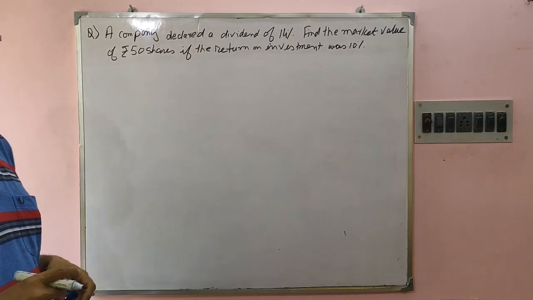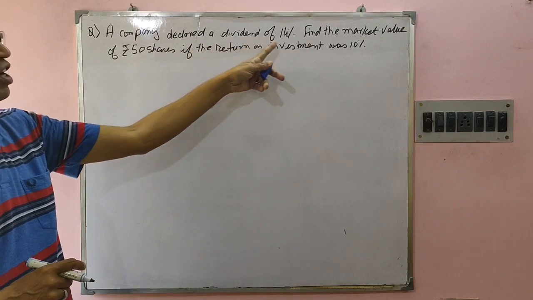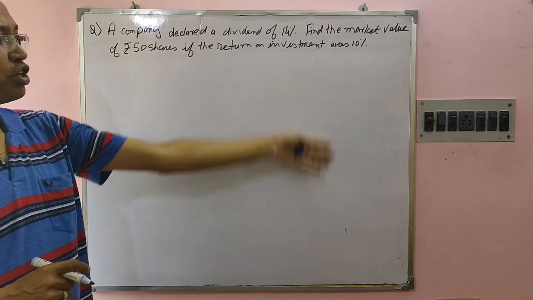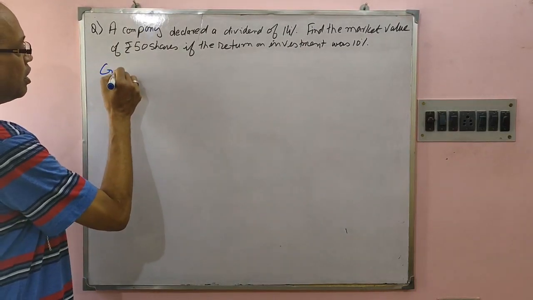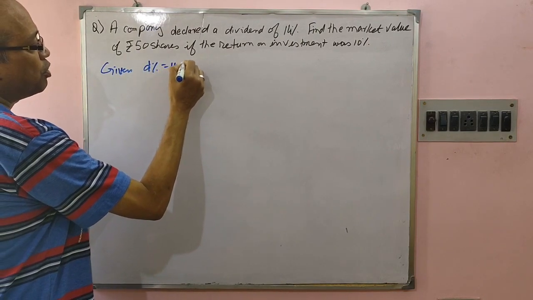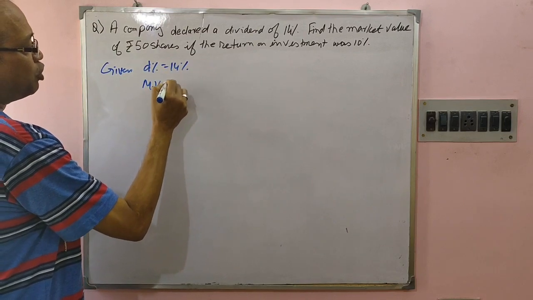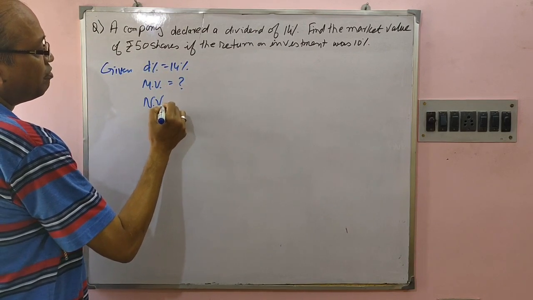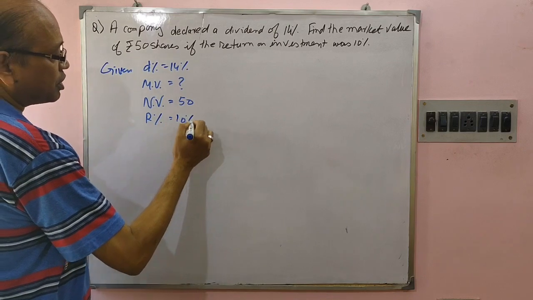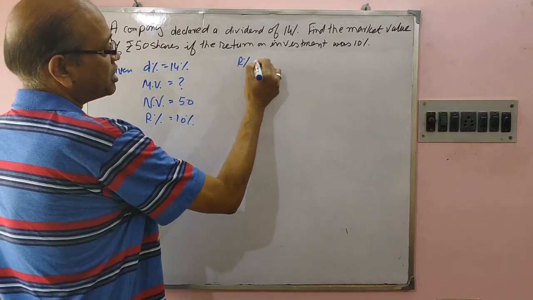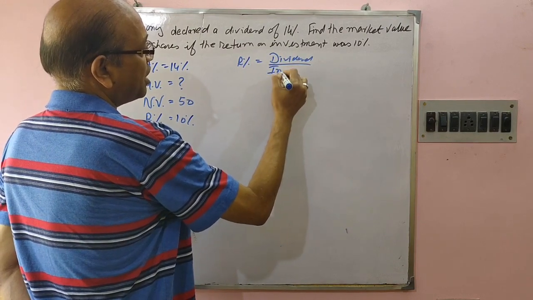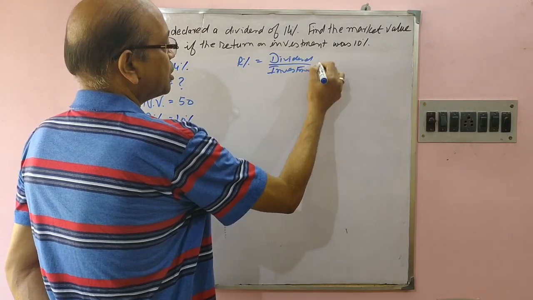Let's move on with the next question. A company declared a dividend of 14%. Find the market value of rupees 50 shares if the return on investment was 10%. Given: D% is 14%, market value you have to find out, nominal value is rupees 50 and return percent is 10%. We know return percent is equal to dividend by investment into 100.